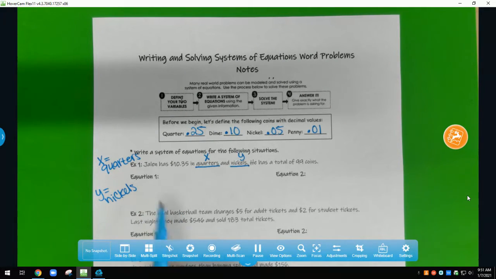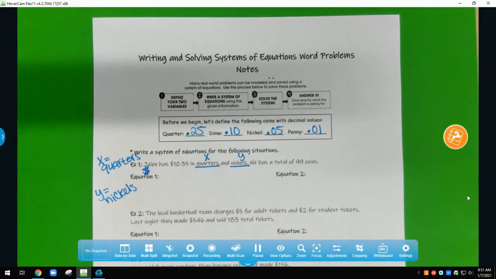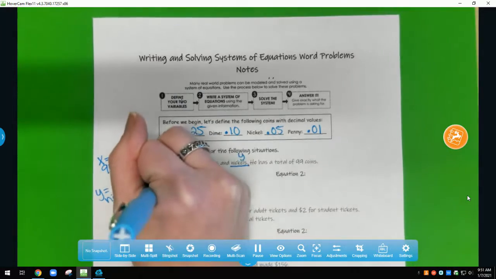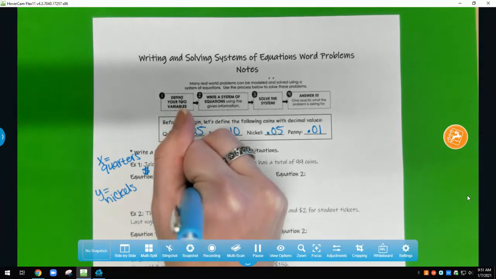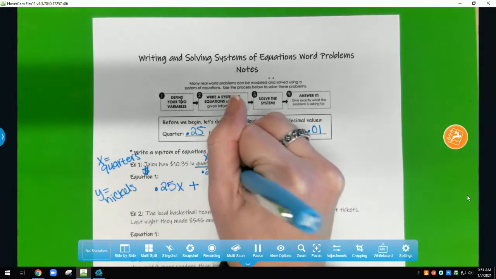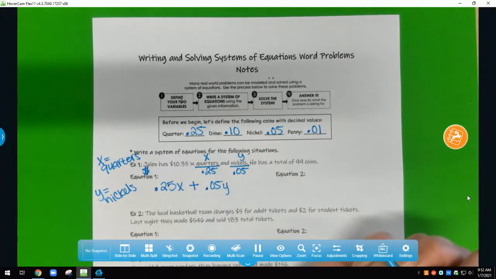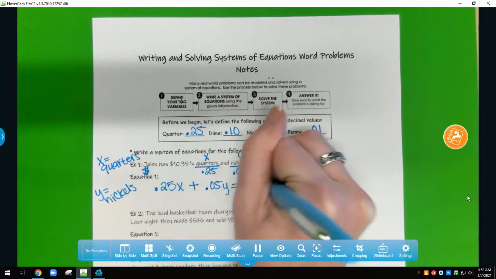Okay, so we're dealing with money, and then we're dealing with just an amount. So let's make equation 1 deal with the money. Money is always going to go together in the equation. A quarter is worth 0.25, so we're going to have 0.25x. To get a total, we're going to add. A nickel is 0.05, so plus 0.05y, and that is all equal to 10.35.